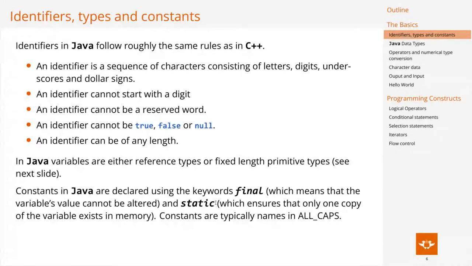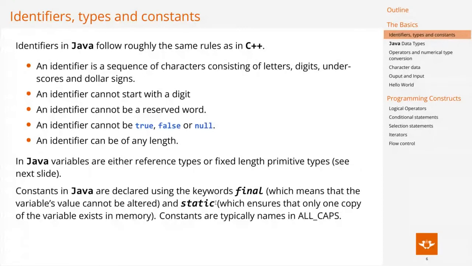Identifiers, types, and constants. So identifiers is any sort of thing that you are going to name. So that could be variables, it could be class names, it could be interfaces, it could be enumerations. All of these things require names. Obviously, there are some rules. You can't just have any name. You have to have names that conform to these rules.